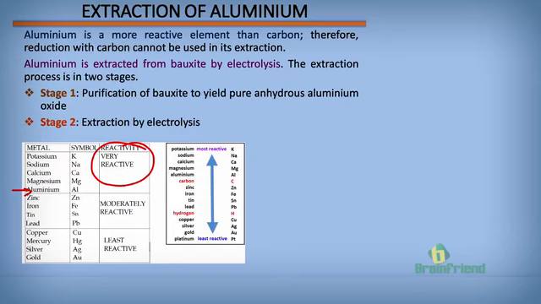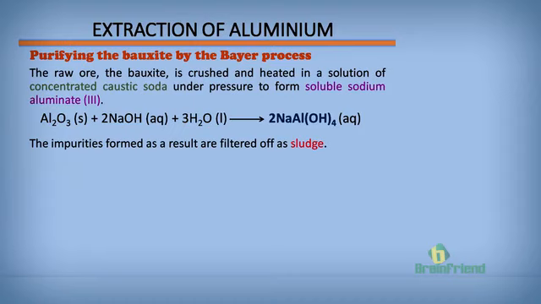There are two stages extraction of aluminium goes through. It is extracted from bauxite, and these two stages are: one, purification of the bauxite to yield pure anhydrous aluminium oxide. So the bauxite ore needs to be purified first. After that, the second stage, which is also the final stage, is the main electrolysis to get the pure aluminium metal. Now, we'll be looking at the first stage, which is the purifying of the bauxite.